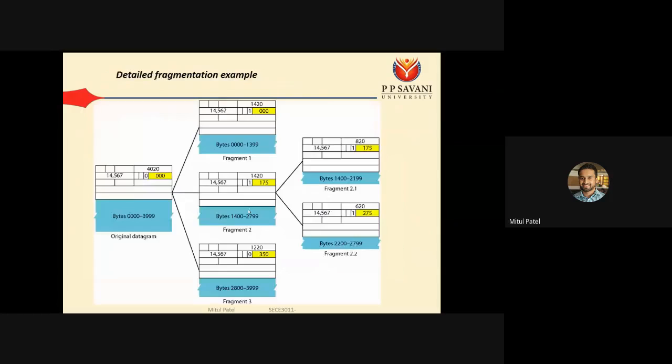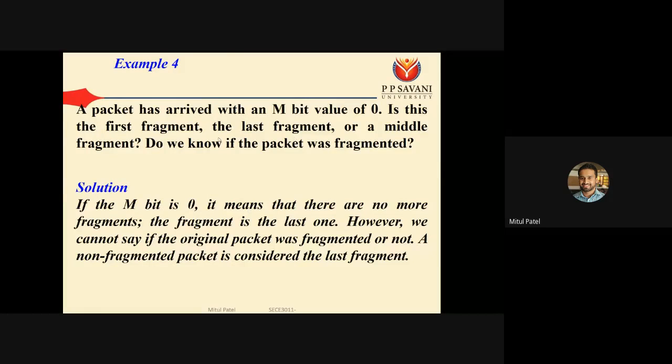So if the m-bit is 0, then you have to say whether this is the first fragment, last fragment, or a middle fragment. If the m-bit is 0, then it indicates that there are no more fragments. That means this one is the last fragment. Do we know if the packet was fragmented? That we cannot say.